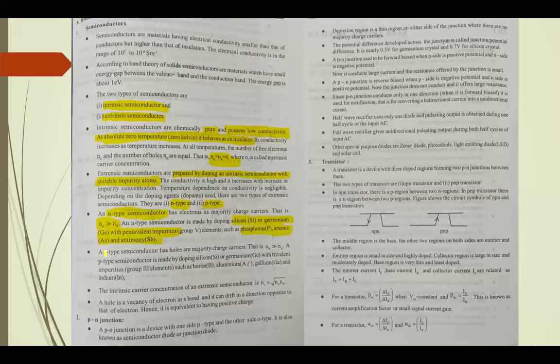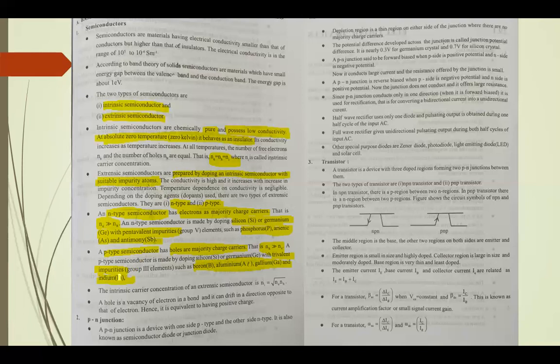Next is the P-type semiconductor. In N-type, electrons are the majority charge carriers, whereas in P-type, holes are the majority charge carriers. So here you can say Nh is much greater than Ne. The doping elements will be trivalent impurities like boron and aluminum. All these components we are going to use.